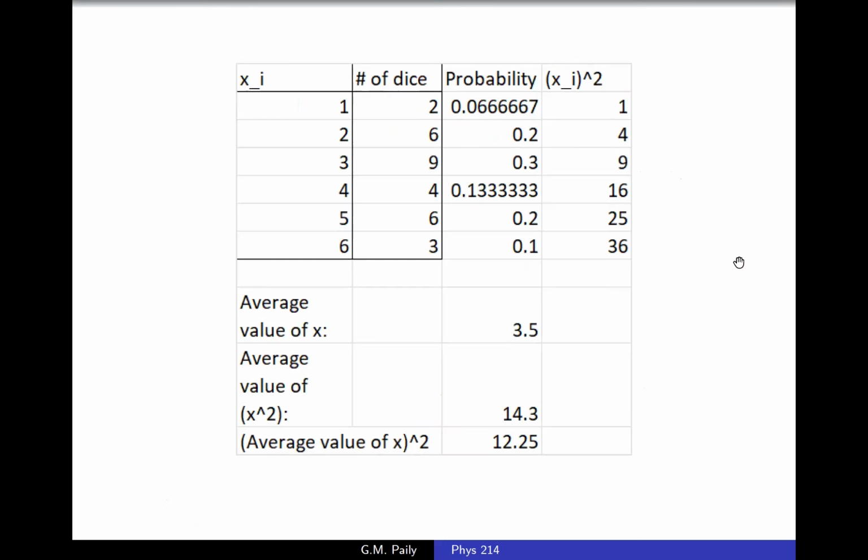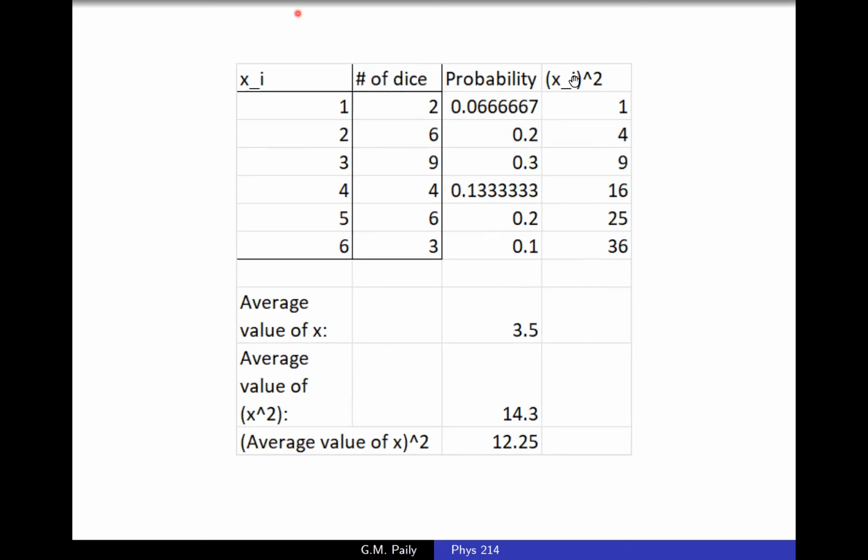If I calculate that for the set of dice that I had rolled, I have xi, the number of dice with that result, the probability of that result, and the xi squared, right? Simply 1, 2 squared, 3 squared, and so on. The average value of x we saw before was 3.5. The average value of x squared is 14.3. But notice that this is not the same as the average value of x, the whole squared, which in this case we would get by simply squaring 3.5, and that's 12.25.